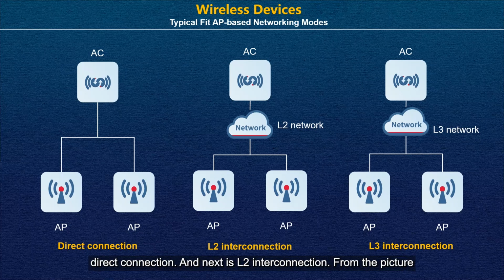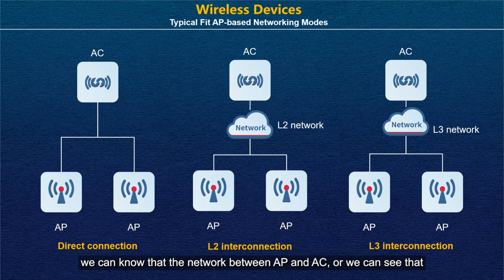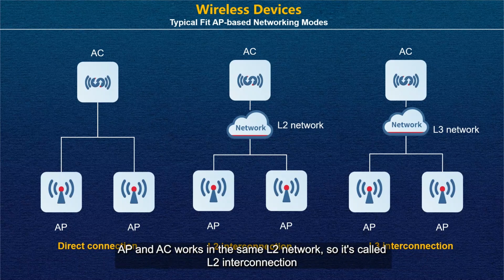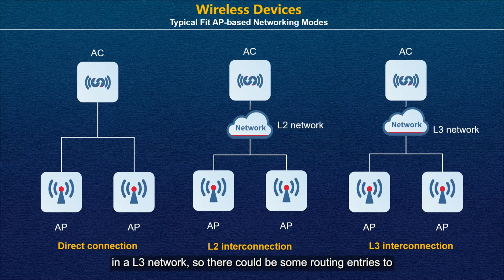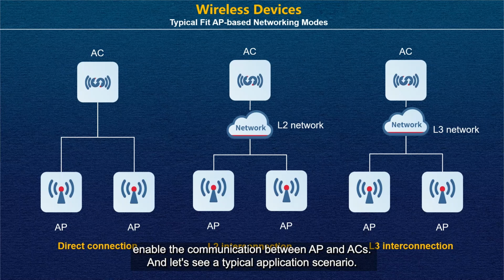And next is a layer 2 interconnection. From the picture, we can know that AP and AC work in the same layer 2 network, so it's called layer 2 interconnection. And obviously, layer 3 interconnection means that AC and AP work in a layer 3 network. So there could be some routing entries to enable the communication between AP and ACs.